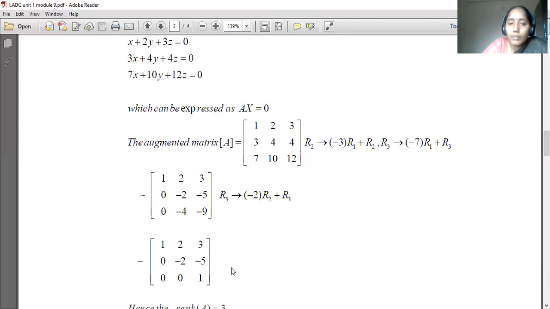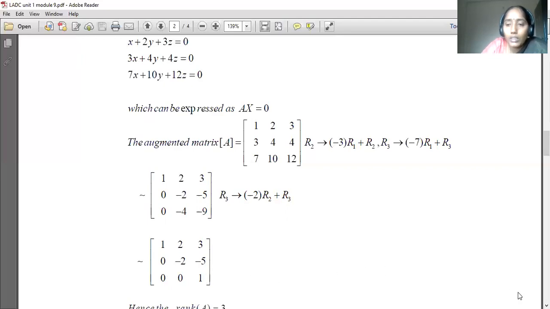Now, observe this, which is in echelon form. Echelon form means the number of zeros increases with the rows. The first row has no zeros, the second row has one zero, the third row has two zeros. And also there is no possibility to convert this 1 to 0. Then we can stop here. Then how many non-zero rows are there?